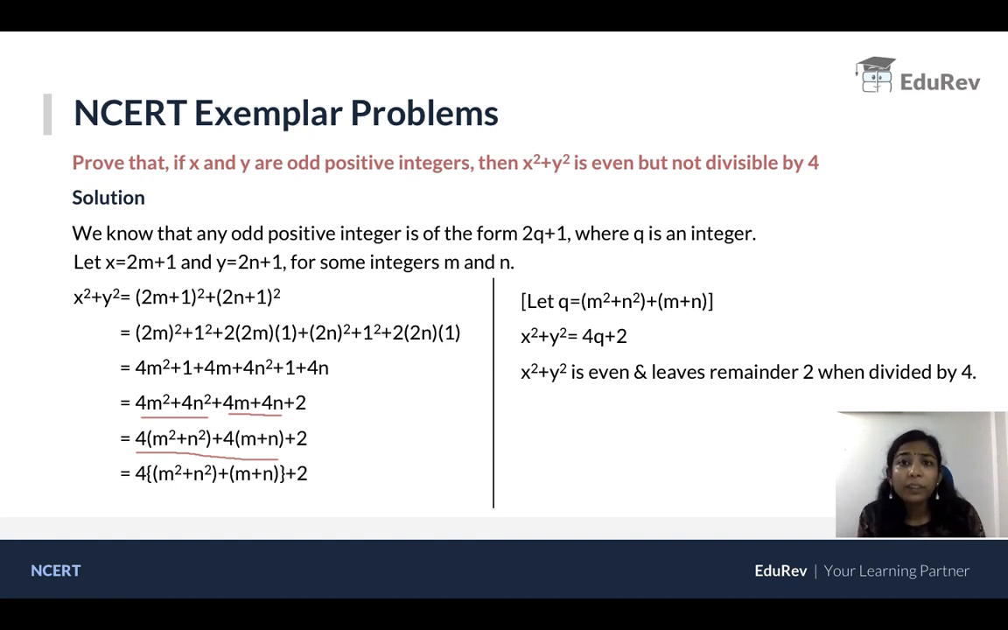And why is it not divisible by 4? 4q plus 2. See, if I consider x square plus y square as a, it is in the form of a is equal to 4q plus 2. Based on the Euclid division lemma, a will be your dividend, 4 will be your divisor, q is your quotient, and 2 is your remainder. So when you are dividing the given number x square plus y square by 4, you are getting a remainder 2. Whenever you are getting a remainder, that number is not divisible by the divisor. Hence, I can tell that x square plus y square is not divisible by 4. I hope it is clear. I am moving on to the next slide.